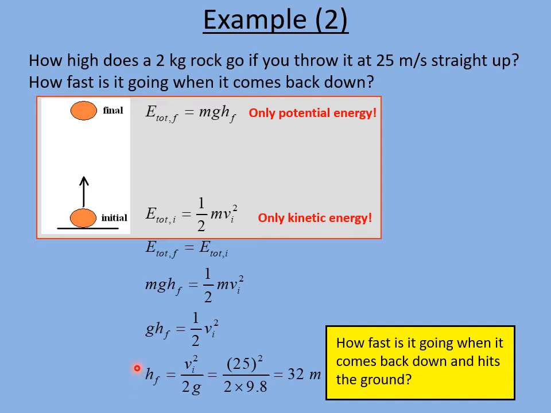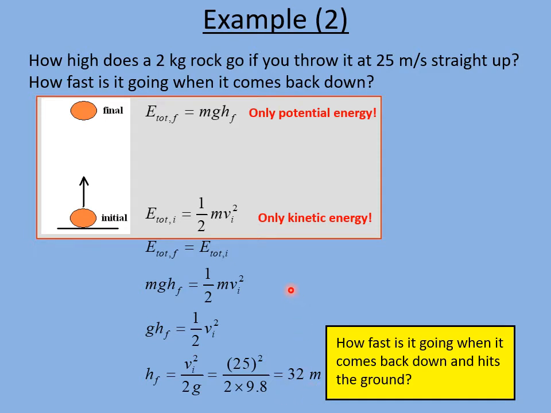Now, let's think about this problem a little further. How fast is the rock going when it comes back down and hits the ground? So the rock starts down here, we throw it up, it gets to this position here at 32 meters, and then it turns around and falls back down. So we're trying to figure out how fast it is going when it reaches the ground again. Well, there's an easy way and a hard way to solve this problem. The hard way would be to go back to the previous example and redo that problem for an initial height of 32 meters. But we don't have to do that much.